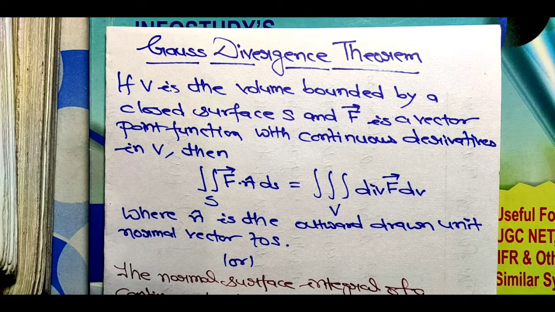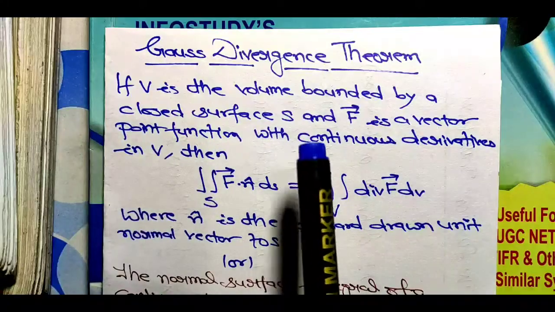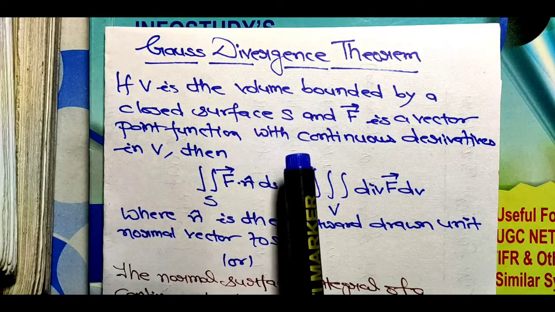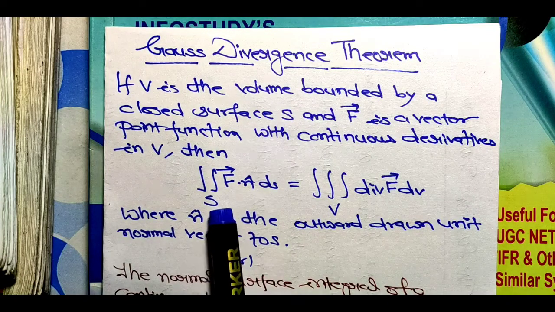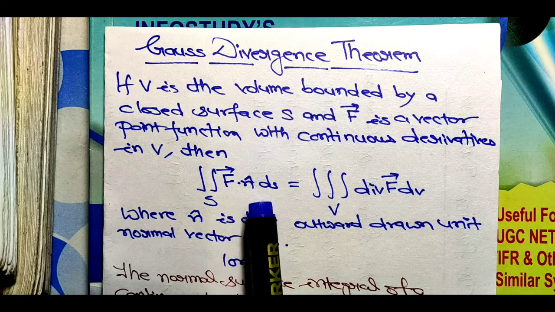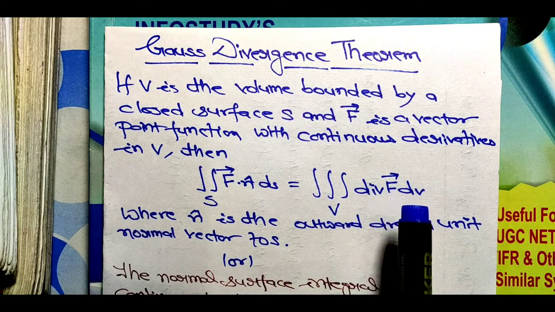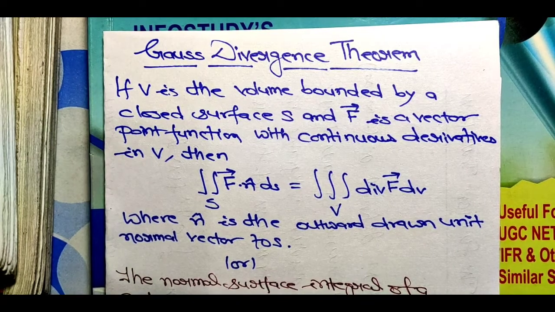The statement is, if V is the volume bounded by a closed surface S and F vector is a vector point function with continuous derivative in V, then the surface integral of F vector dot n cap dS is equal to the volume integral of divergence of F vector dV, where n cap is the outward drawn unit normal vector to S. So the statement is saying that there is a volume.